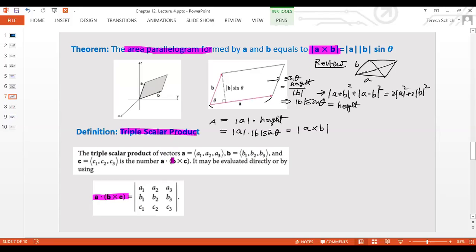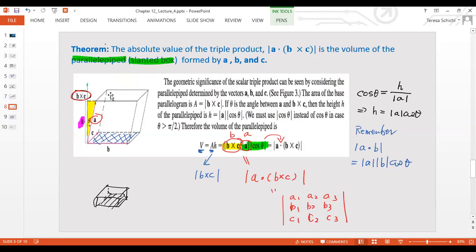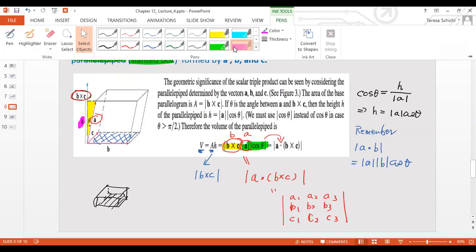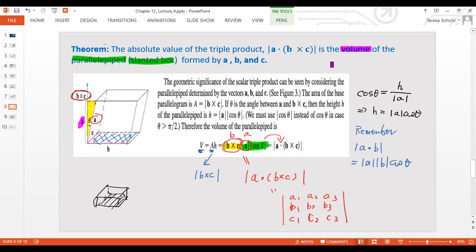Then we also defined what we call the triple scalar product. The triple scalar product is basically putting the components of the three vectors into a matrix and finding the determinant. Another very important thing is finding volumes. We find the volume of a parallelogram prism, or slanted box, called a parallelepiped, and the formula is just the triple scalar product.